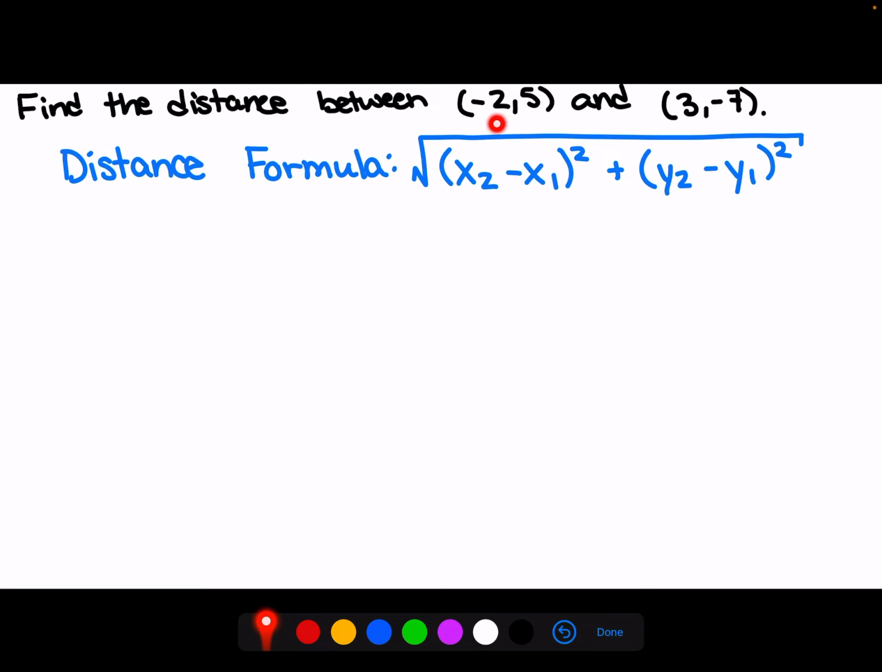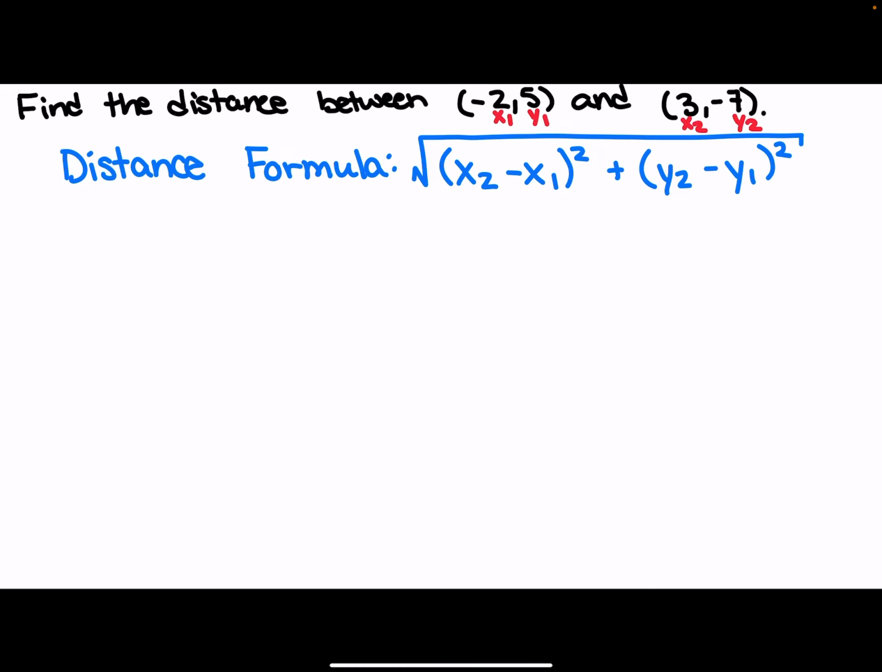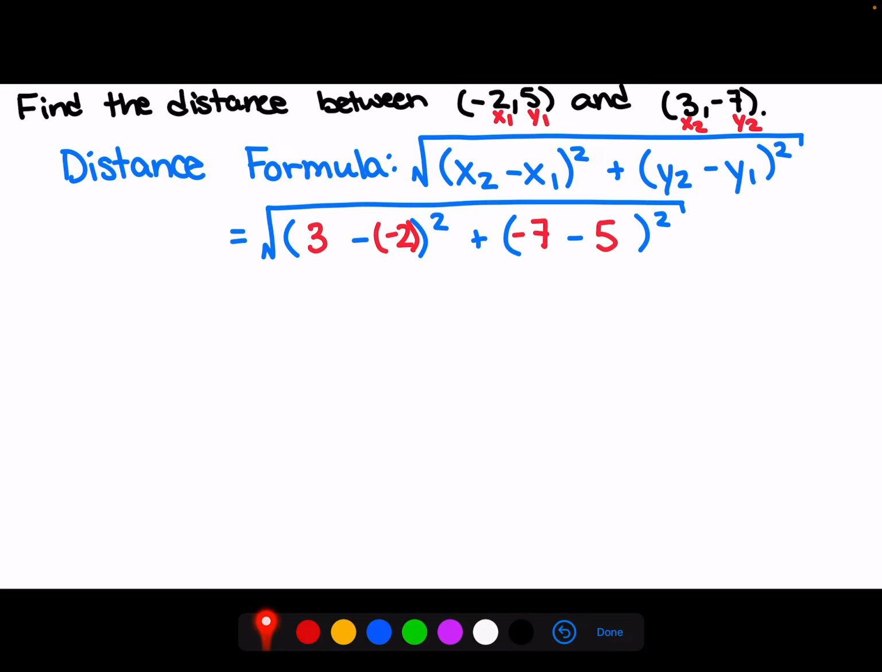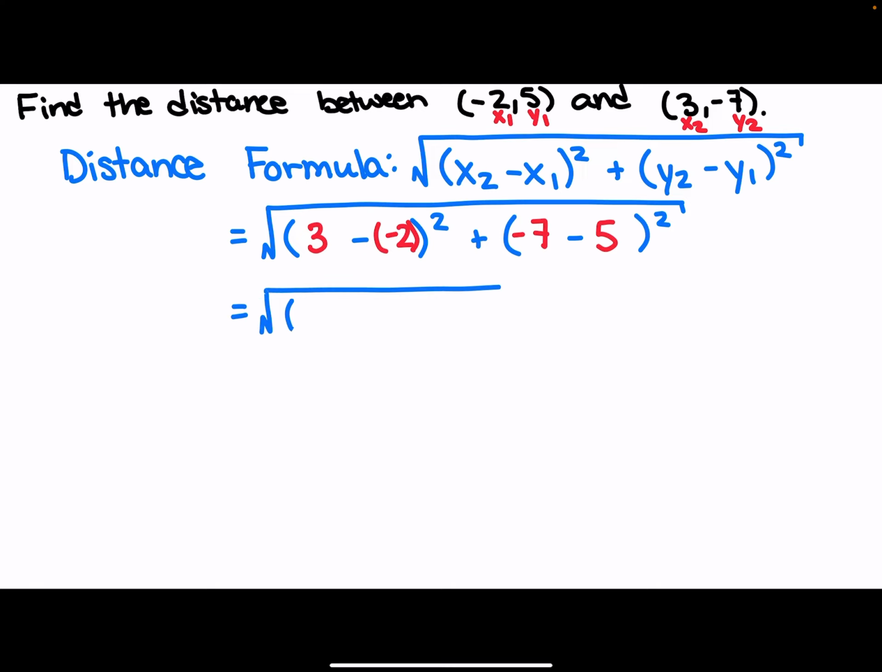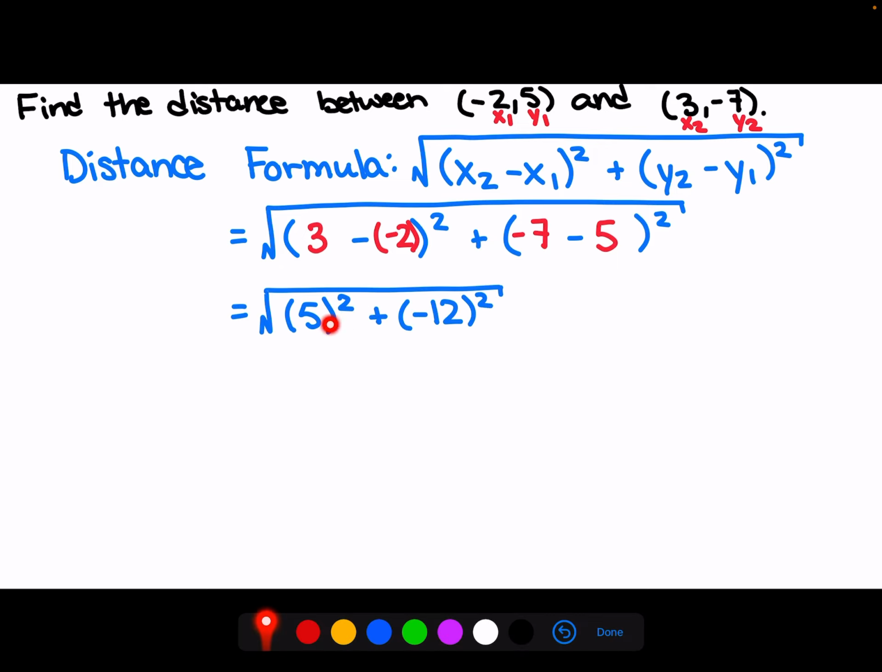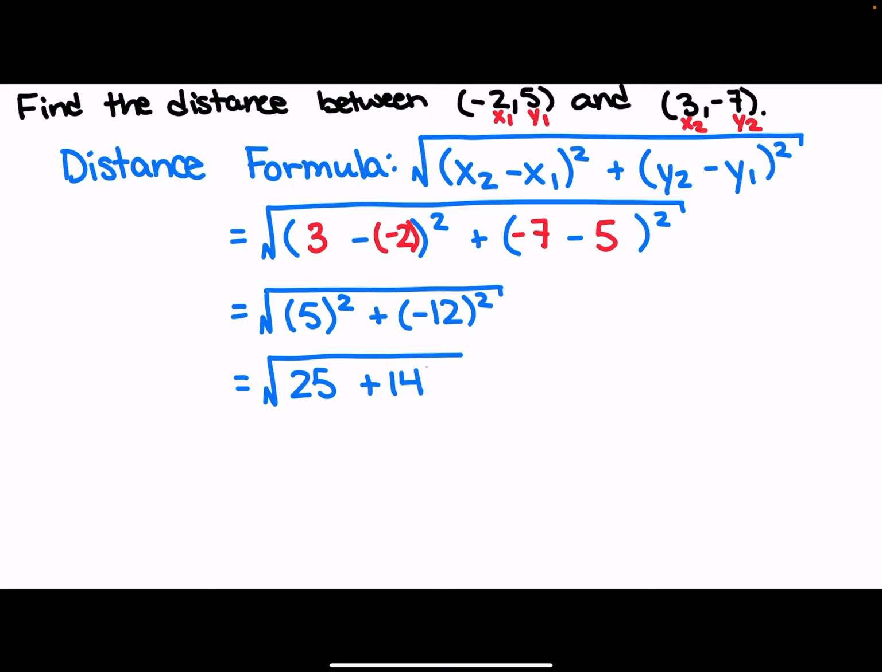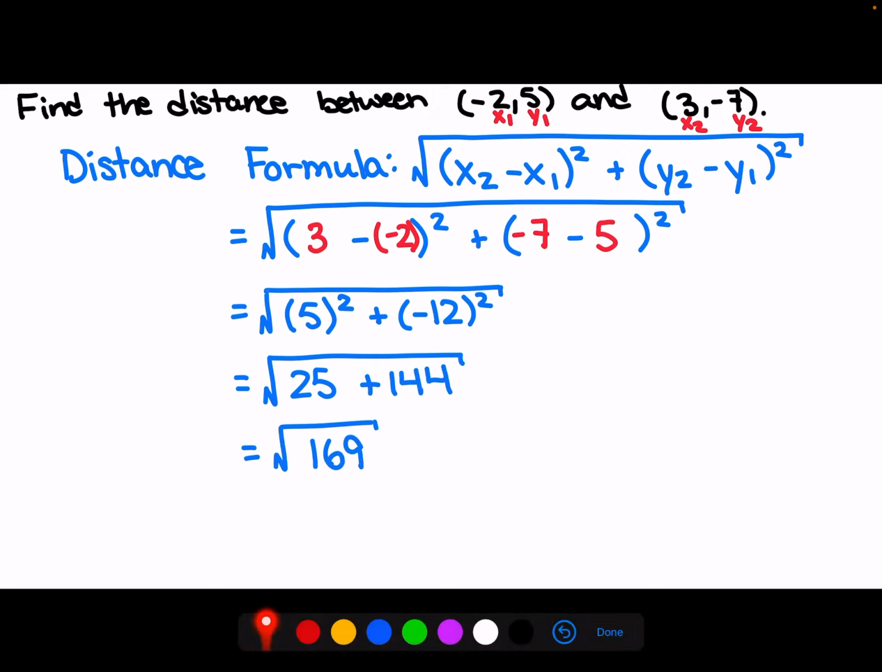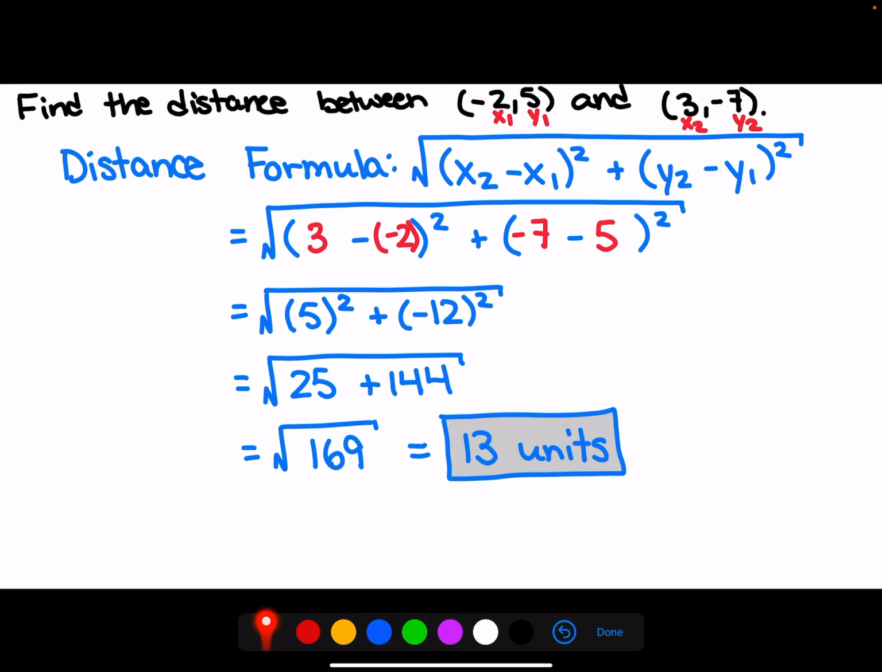Taking our 2 points, x1, y1, x2, y2, I plug them in. This will give me (3 minus -2) squared plus (-7 minus 5) squared. Double negatives turn to a plus, so 3 plus 2 is 5. So I have 5 squared plus (-12) squared. 5 squared is 25. (-12) squared is 144. 25 plus 144 is 169. So we have the square root of 169. Lastly, just enter this into your calculator. It'll give you your final answer as 13 units. So the distance between those 2 points is 13.